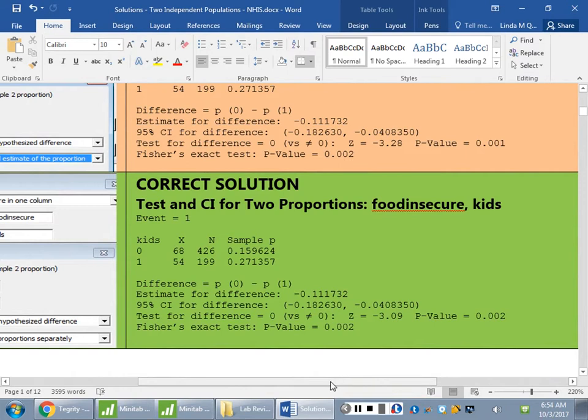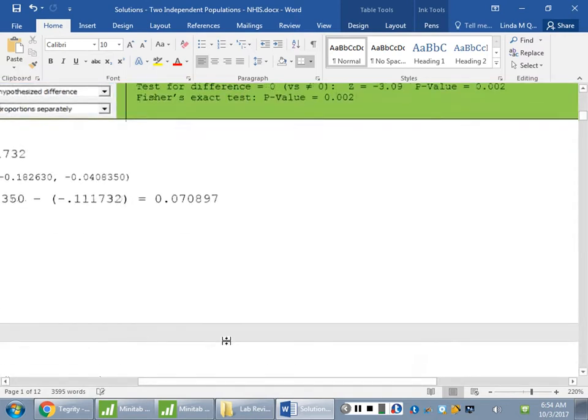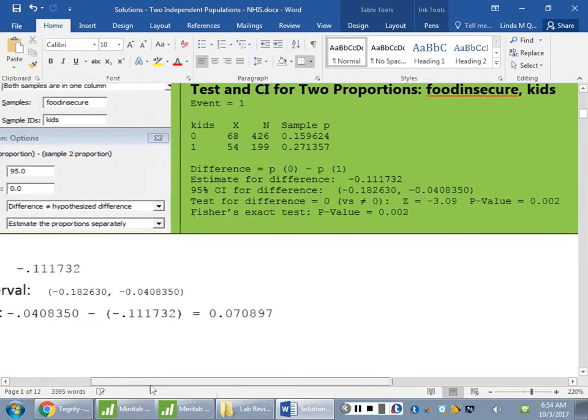Okay? So we're going to use this solution here, which means that I need to be able to pick off 3 things. First thing is the point estimate. That would be the thing that says estimate for the difference. Next, I need the 95% confidence interval. That's the confidence interval here in the output. And you can see that I can just cut and paste those 2 answers here.